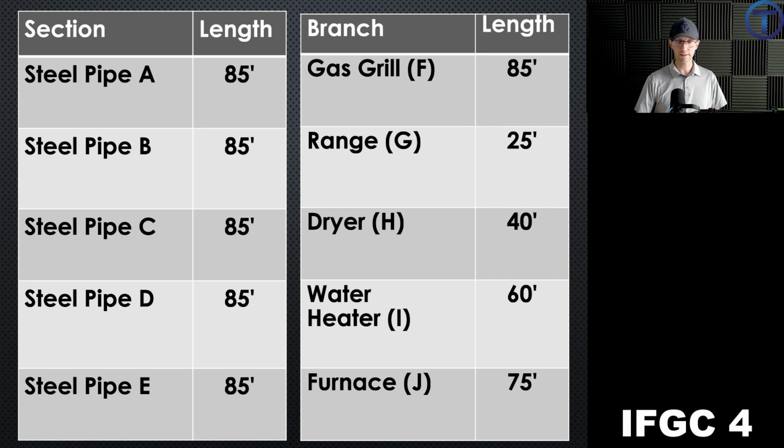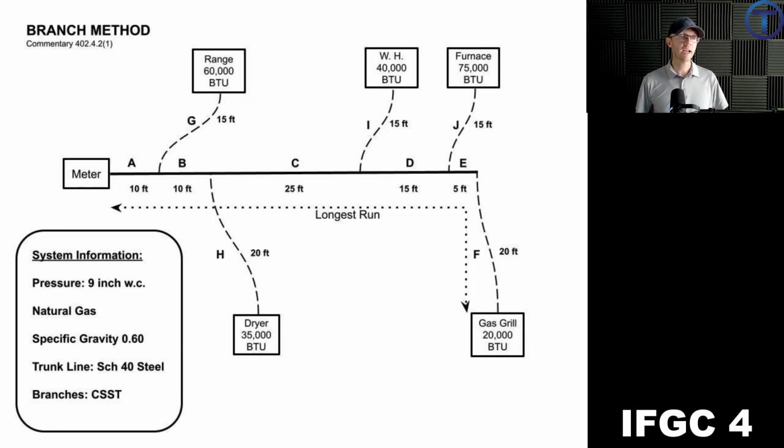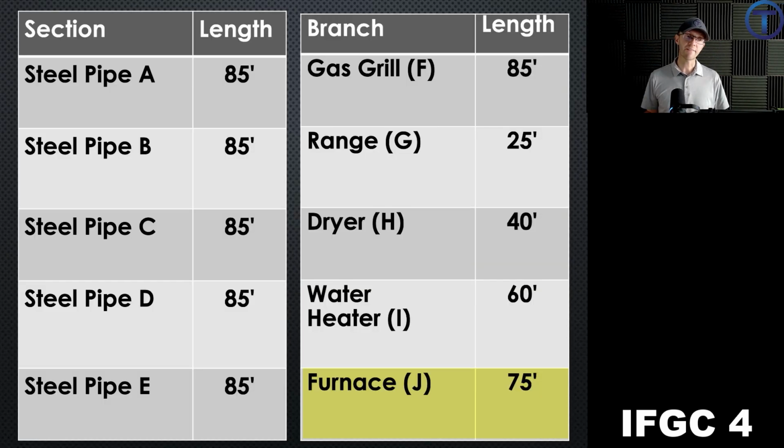The furnace for J, follow the trunk line. We've got A has 10 feet, B has 10 feet, C has 25 feet, and D has 15 feet. That's going to get us to 60. And then we're going to follow that CSST from J up to the furnace with another 15 feet. That's going to give us a total of 75 feet. 75 feet for the furnace. Now, hopefully you can see how this works as we're finding our lengths for each of the branches.